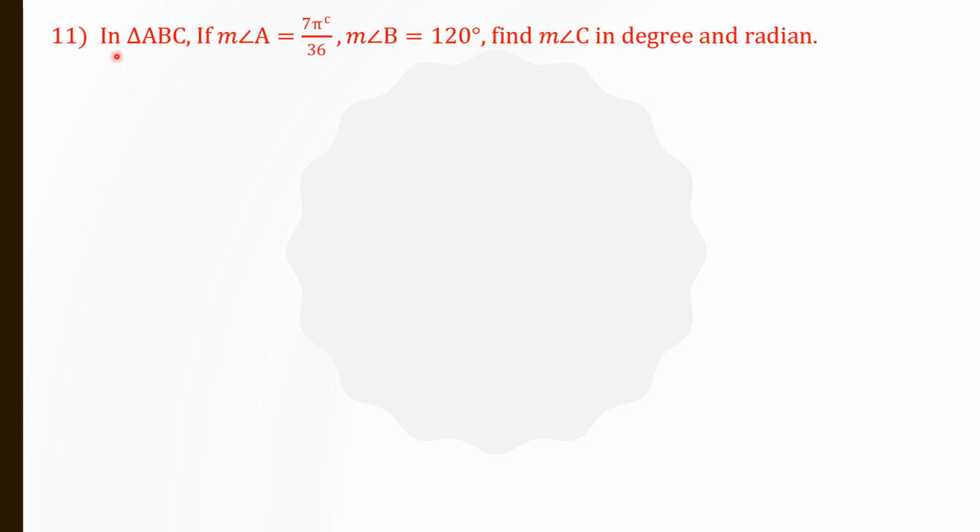Example number 11. In triangle ABC, if measure of angle A equal to 7 pi divided by 36 radian, measure of angle B equal to 120 degree, find measure of angle C in degree and radian.